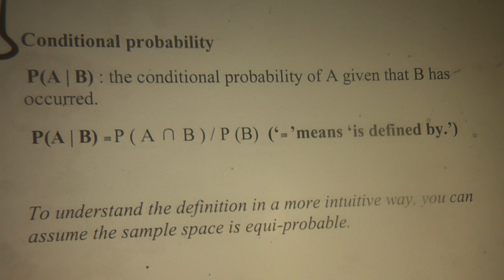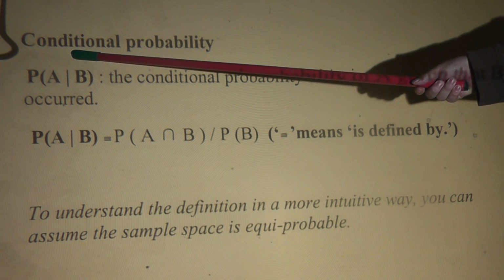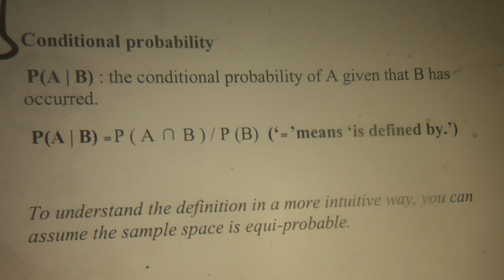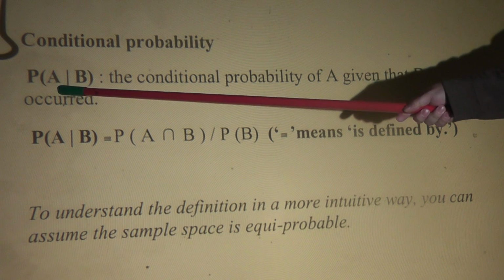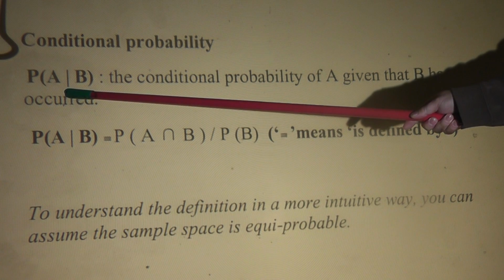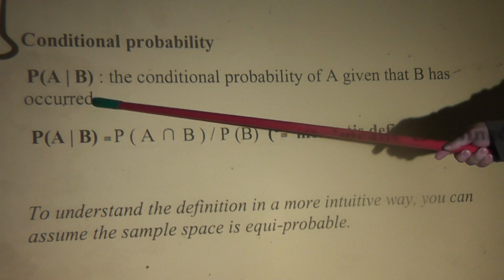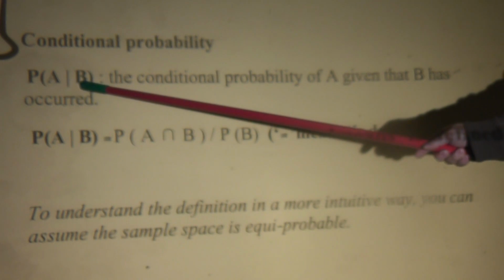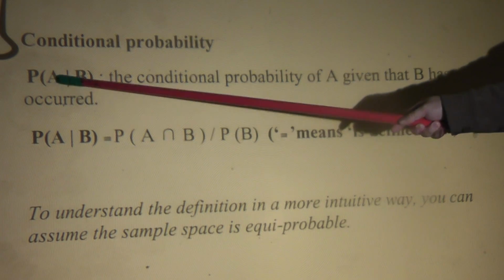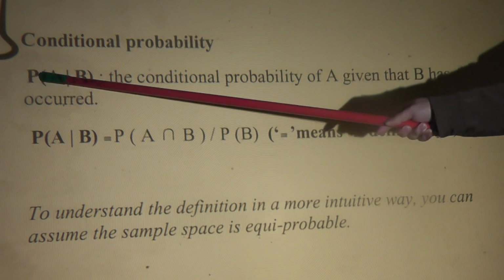Now, let me introduce you to a new concept of probability. This is called conditional probability. How are we going to read this notation? We begin with a vertical bar. We say, given that, okay? Given that B has occurred, the probability of A. Let me try one more time. Given that B has occurred, what is the probability of A, okay?